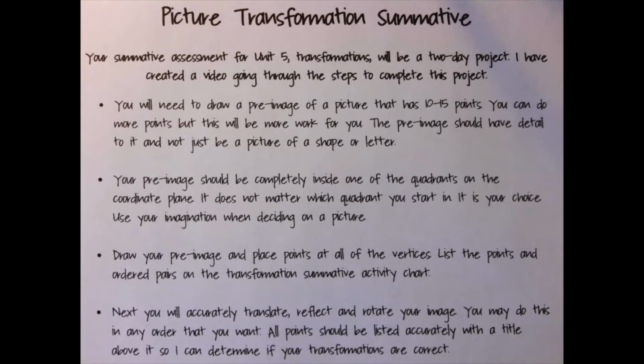Your pre-image needs to have a little bit of detail in it, and it can't just be a circle or a square. It also cannot be symmetrical, so it cannot be the same if you fold it in half. It needs to have some distinction between the two sides. Your pre-image needs to be completely inside one of the quadrants. I don't care which quadrant you decide to start in. It is your choice. So step 1, you're going to create your graph, draw your pre-image, and place points at all of the vertices. And you're going to list those points in ordered pairs on the transformation summative activity chart.